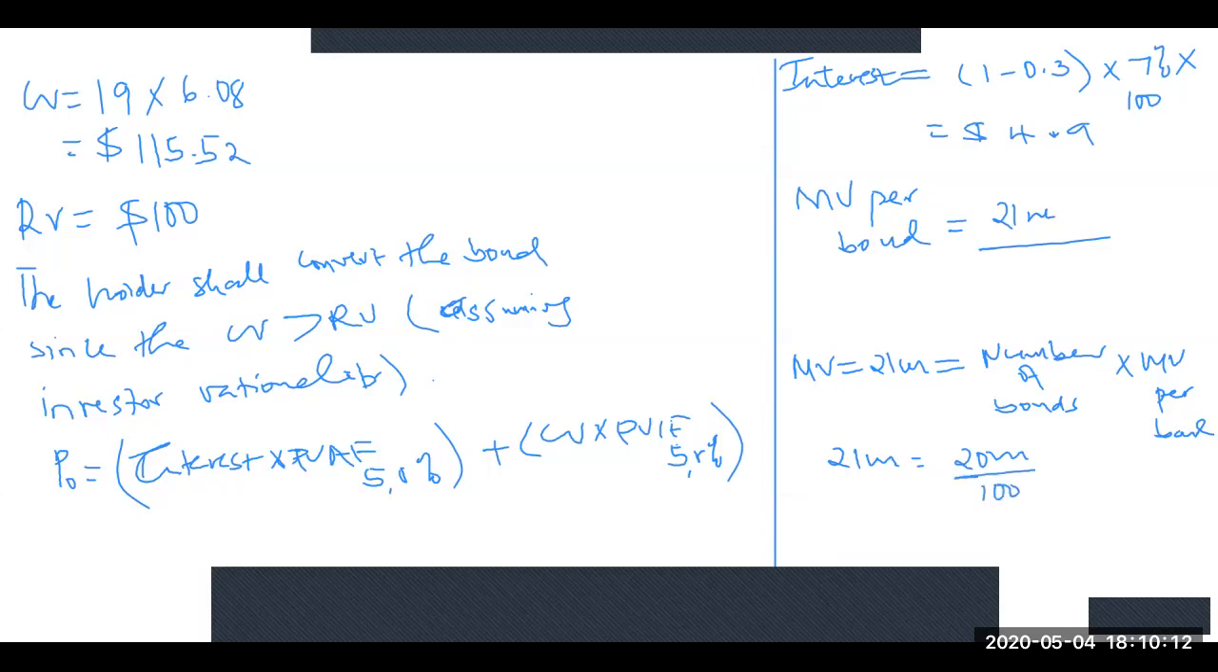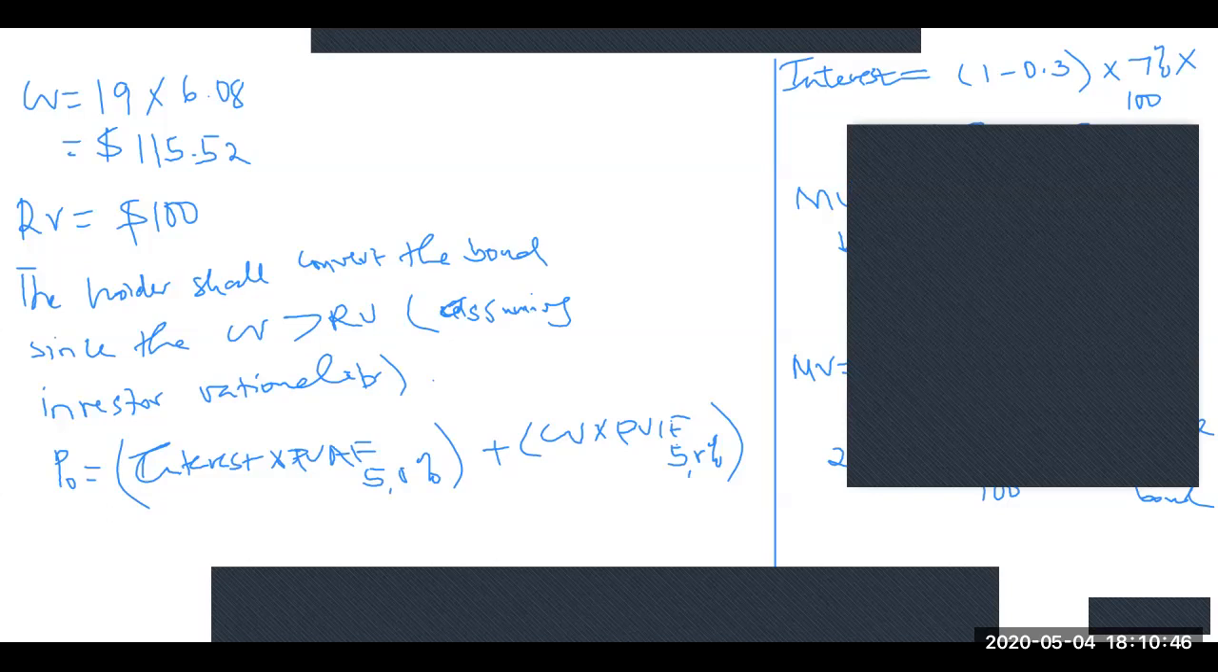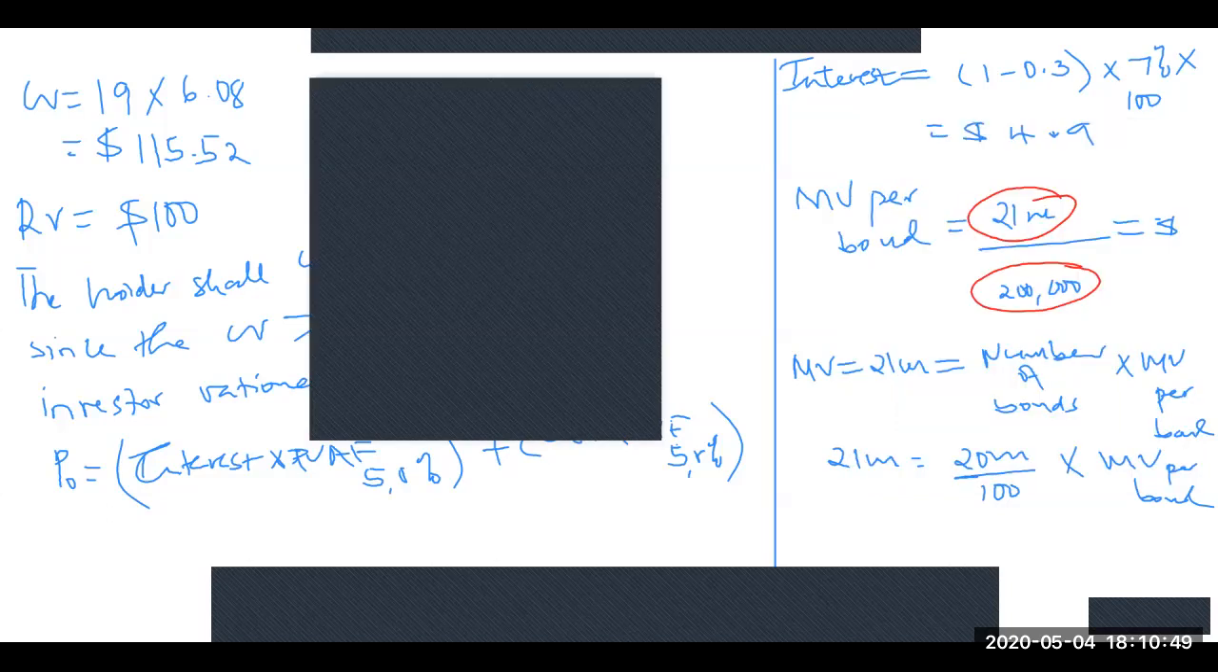divided by the nominal value per bond. That gives us the number of bonds, which we multiply by the market value per bond. The market value of the bonds is 21 million, and we divide by the number of bonds, which is 200,000, to give the market value per bond. That gives us 105. Therefore the market value per bond is equal to 105.